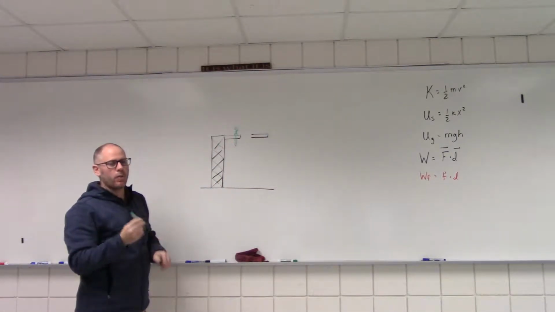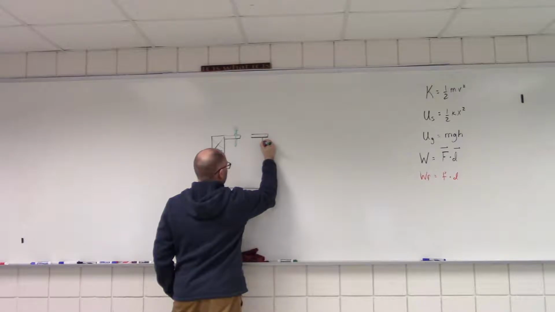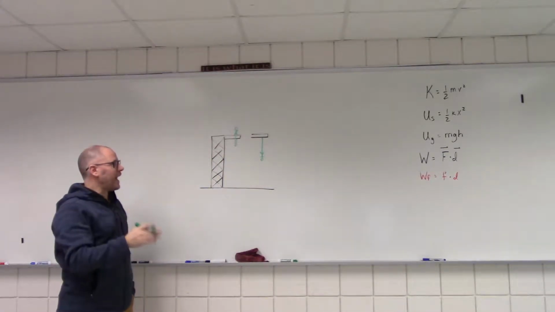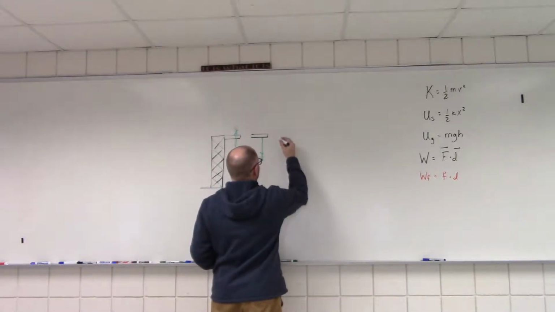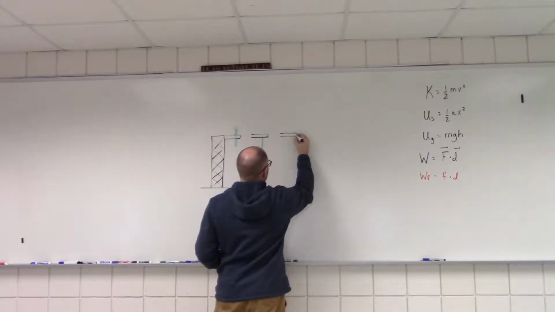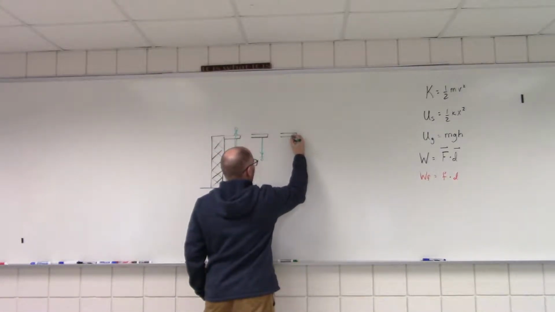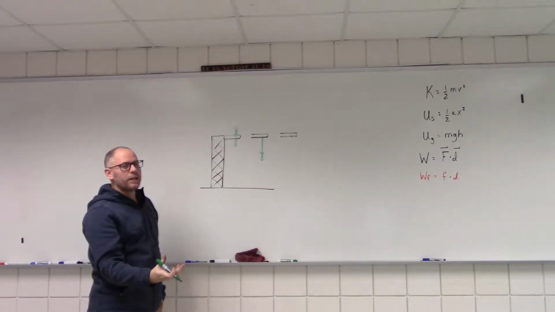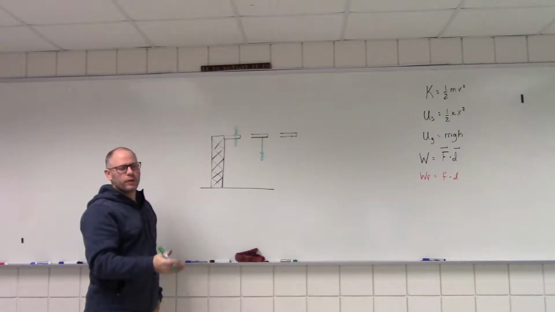The next location is where he's fallen. So this is right before the bungee cord catches. The third location is an interesting one because it's where the bungee jumper is in equilibrium. That's where the gravitational force down is balanced out by the bungee cord force up, the force of the spring upward.